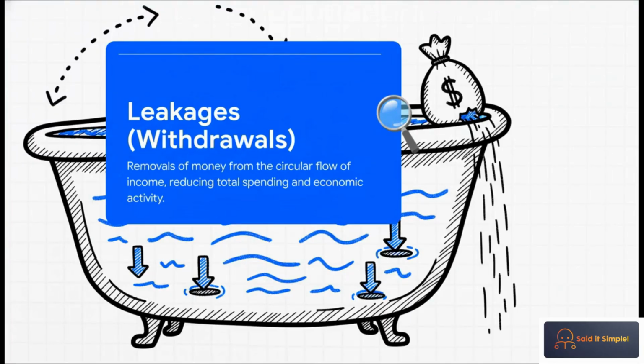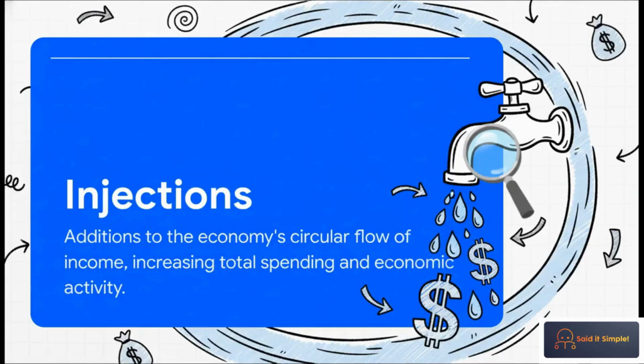So first, let's talk about the drain. In our economic bathtub, the drains are leakages. You can also think of them as withdrawals. Basically, it's any money that we earn, but that we don't immediately spend back into that main loop we just talked about. For a moment, at least, it's money going down the drain. And the opposite of a leakage? That's an injection. This is spending that doesn't come directly from us, from households.